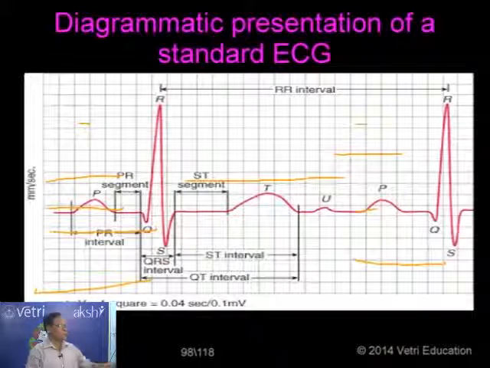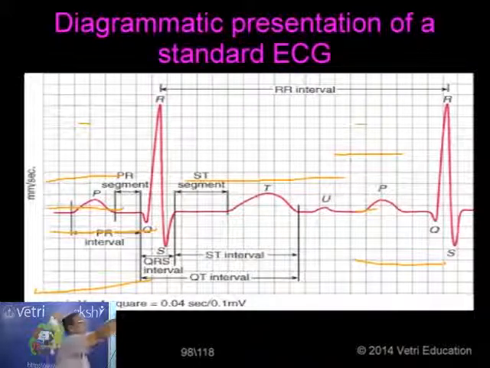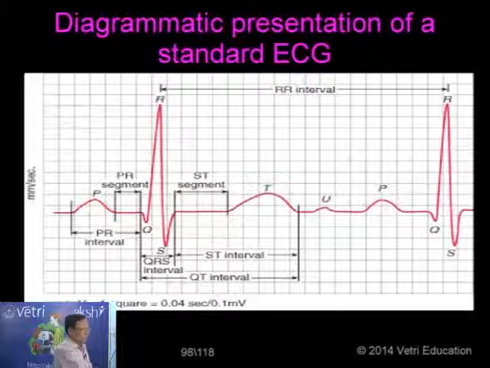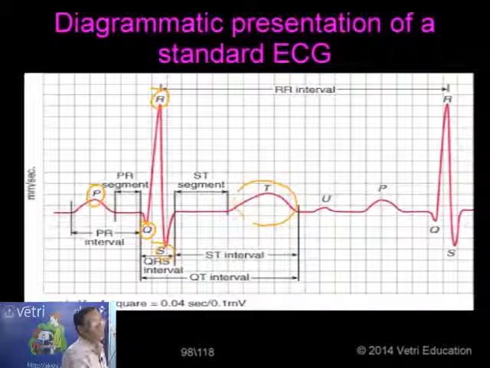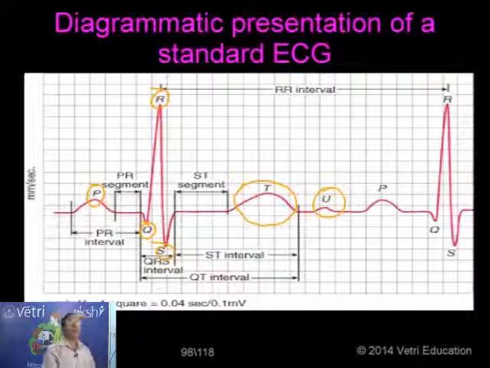Now you see the different waves. This is the P wave, an upward wave, and this is the R wave, an upward wave. The Q and S are the downward deflections, and this is the T wave, once again an upward wave. In some cases we also have a small U wave, a rare instance in some people, but with less diagnostic value.